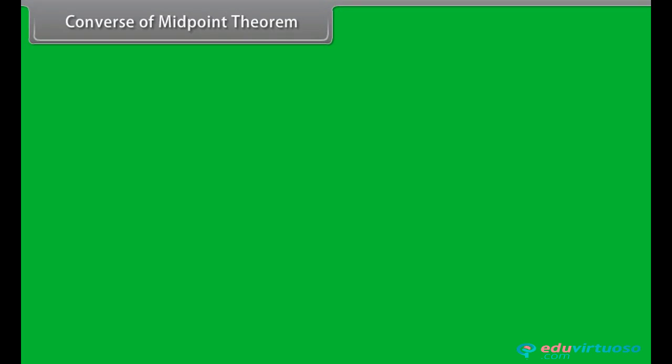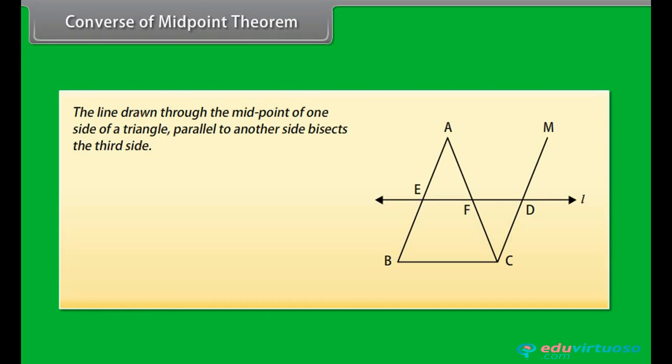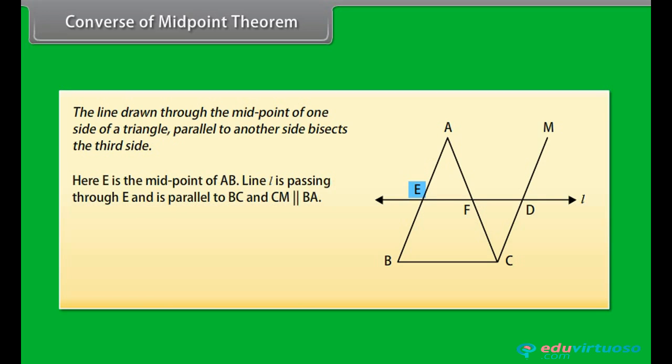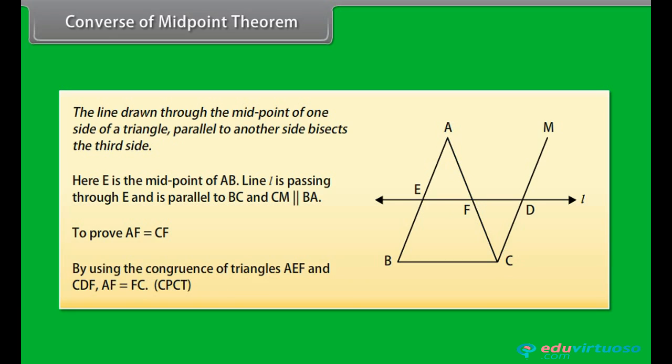Converse of midpoint theorem. The converse of the midpoint theorem states that the line drawn through the midpoint of one side of a triangle parallel to another side bisects the third side. Look at this figure. Here, E is the midpoint of AB. Line L is passing through E and is parallel to BC, and CM is parallel to BA. We have to prove that AF is equal to CF. By using the congruence of triangles AEF and CDF, we can prove that AF is equal to FC.